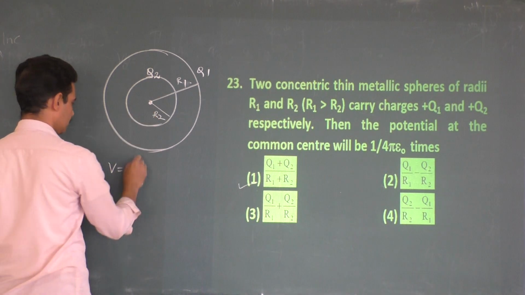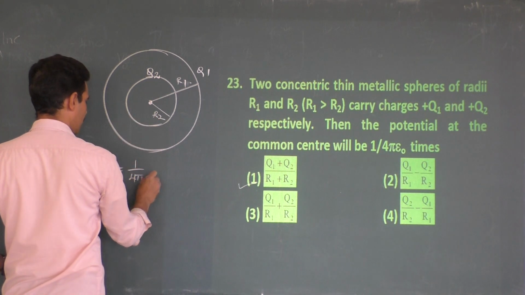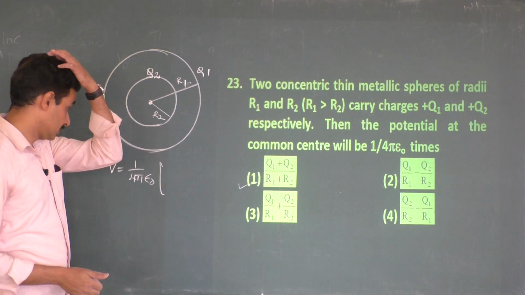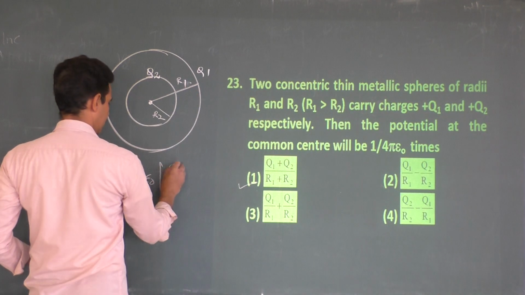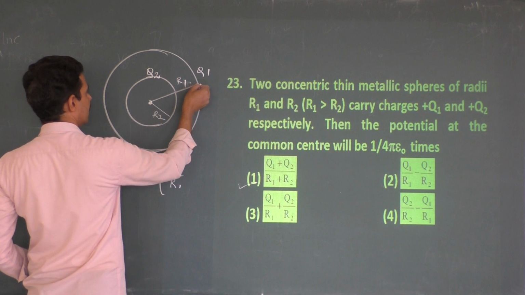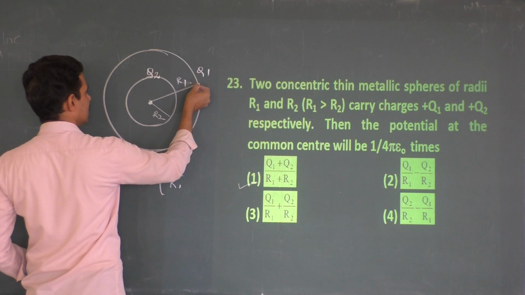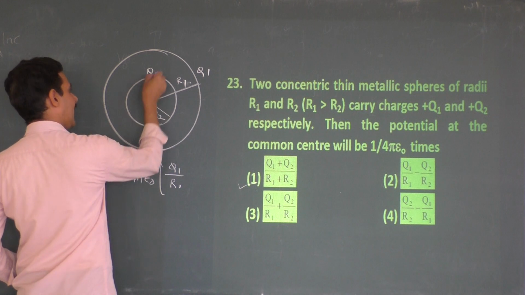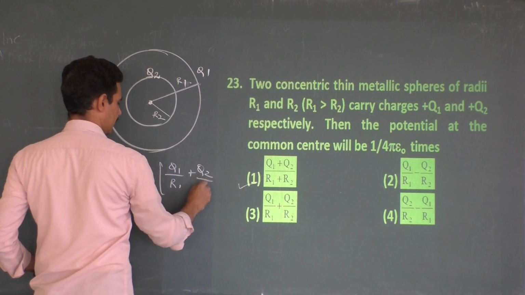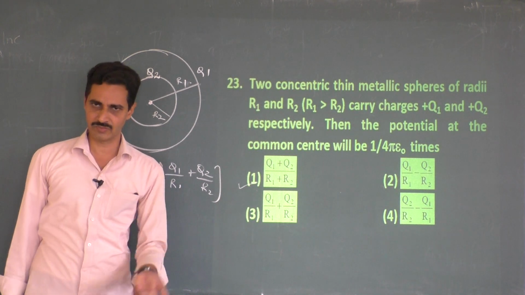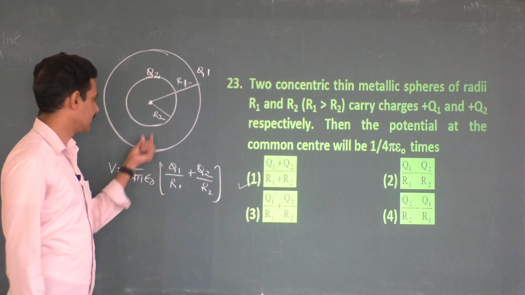Both the charges are positive. 1 by 4 pi epsilon naught is common in both, so there is no problem with it. What is uncommon? q1 by r1. The potential at the center of this sphere due to its charge q1 is as on the surface, right? q1 by r1. What is the potential due to this one? As on the surface, q2 by r2. So both will produce a potential at the center, which is the same as on the surface, and that gets added. So that is the net potential.